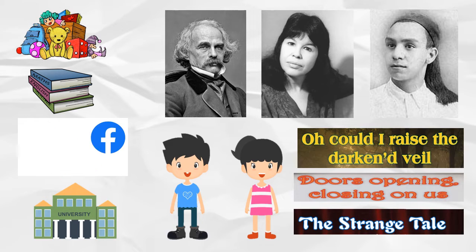The first poem is entitled "Oh, Could I Raise the Darkened Veil?" It talks about how the people in the present would not want to take a peek at what happens in the future, because what they know is that in the future there's poverty and grief, and that would just cloud the present.